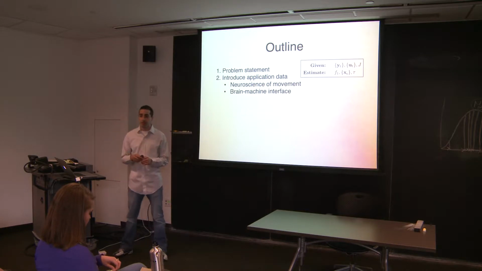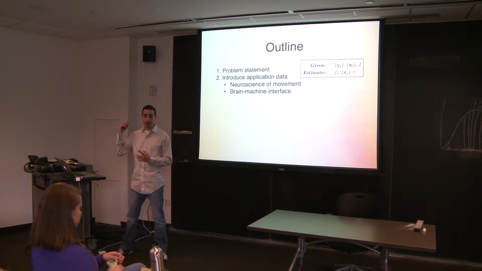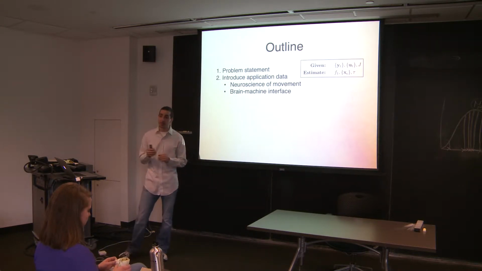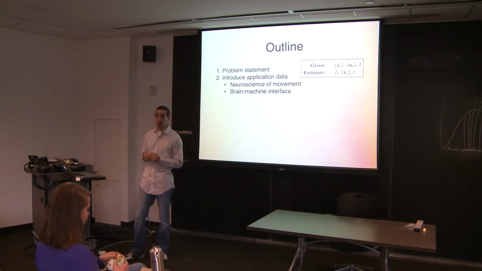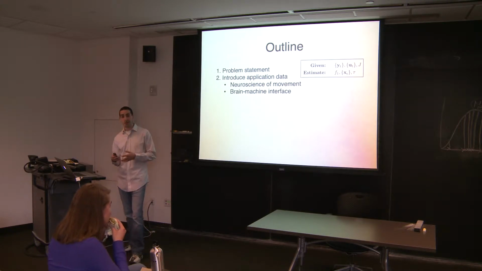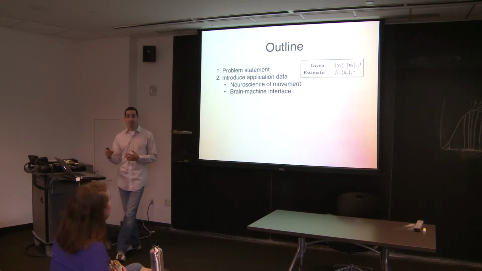I'll talk in more detail, but basically we have a monkey with an array of electrodes in the brain, and by modulating neural activity being recorded by those electrodes, the monkey can move a computer cursor on a screen or a robotic arm. And we're interested in learning the monkey's internal model of the system that he's trying to control.